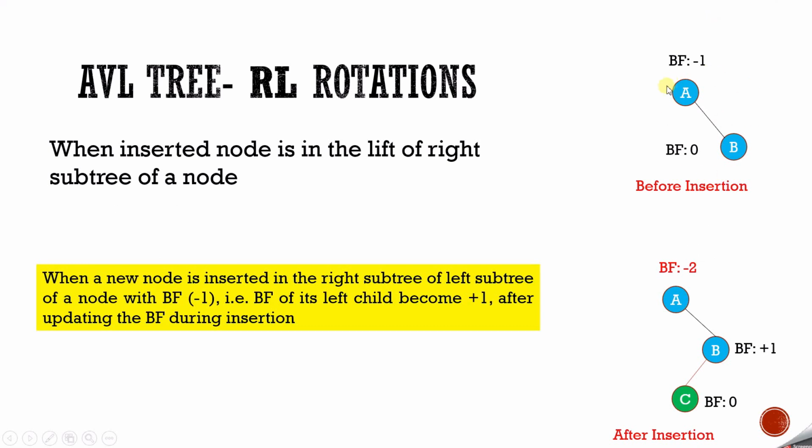Let us assume there is a tree which is already balanced, that is A and B, and the balancing factor of B is 0, and A naturally is going to become -1. So in that tree, if someone is adding a node in the left of the right subtree of a node, it will lead to a situation of RL rotation. But if I am adding on the right side of B, naturally it is going to be a case of RR rotation.